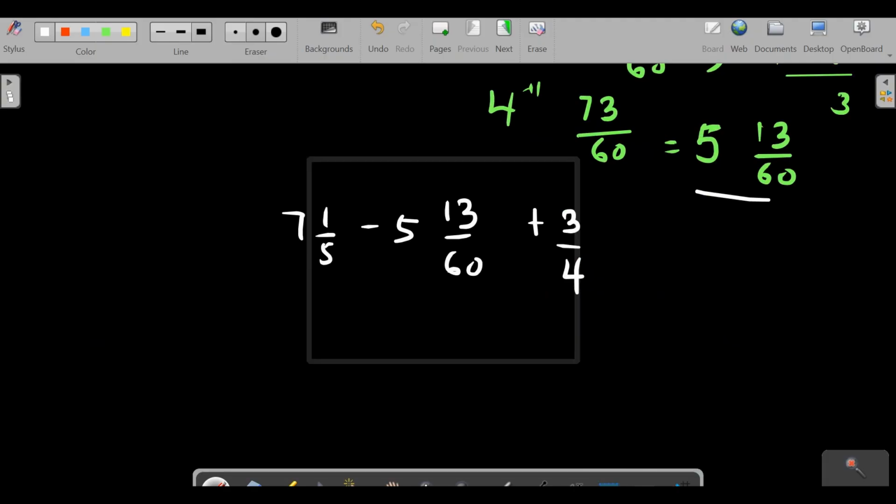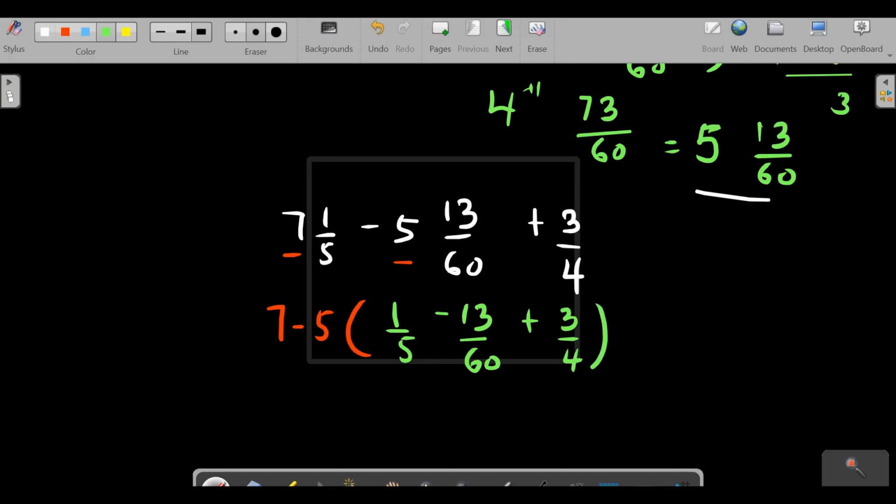When it comes to subtraction and addition, even though according to BODMAS addition comes before subtraction, they are ranked equally. So you can just bring out the whole numbers. You have your 7, you have your 5. So you can do 7 minus 5. Then you put the fractions into a bracket. That means you have 1 over 5 minus 13 over 16 plus 3 over 4.